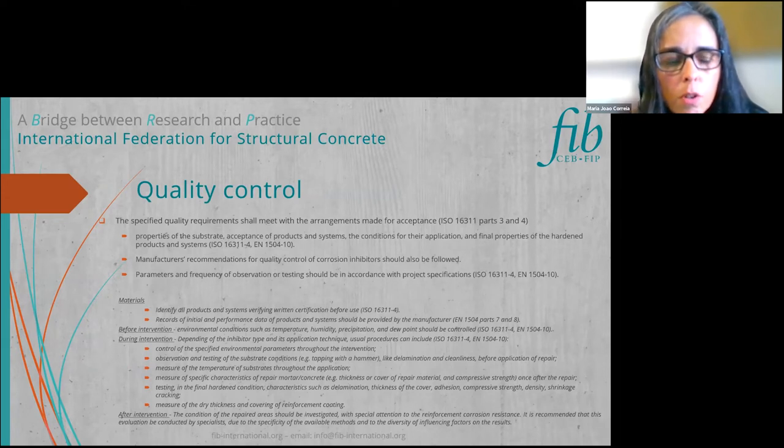As regards the quality control, the requirements shall meet the acceptance criteria, such as, for example, on the properties of the substrate, on the products and systems, on the conditions of their application, and on the final products of the hardened products and systems, which are also specially relevant. It is also important to attend to the manufacturer's recommendations. And after the intervention, it is also advisable to give special attention to the reinforcement corrosion resistance, the advice of experts being recommendable due to the specificity of the testing methods and to the diversity of manufacturers, which can affect the results.